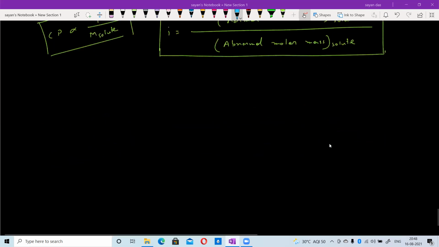Next, now colligative property, first part, which is relative lowering of vapor pressure. Relative lowering of vapor pressure, RLVP.